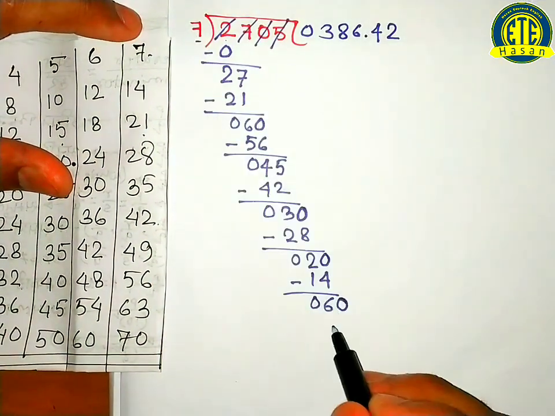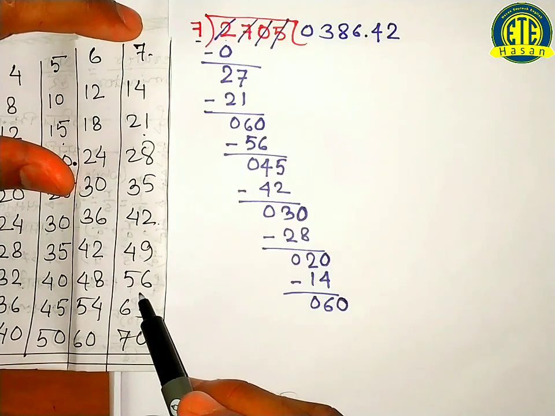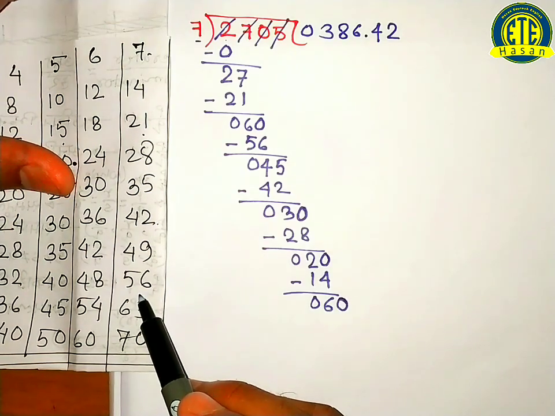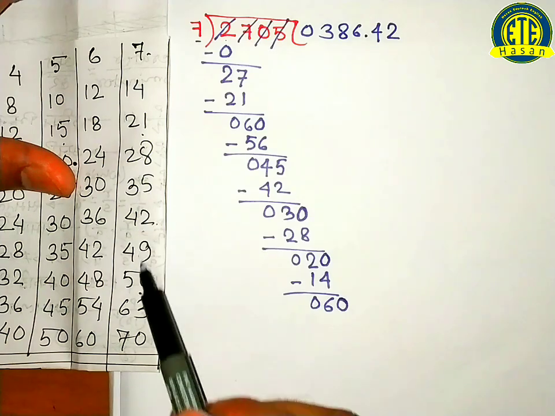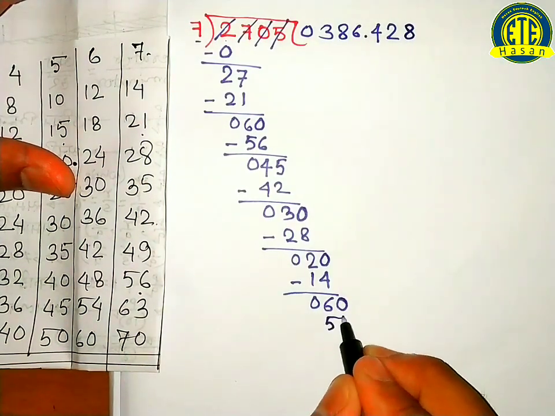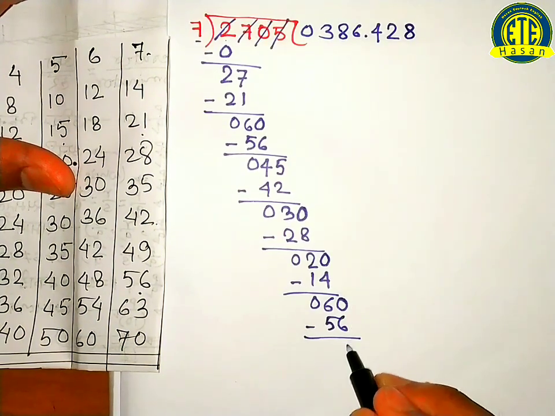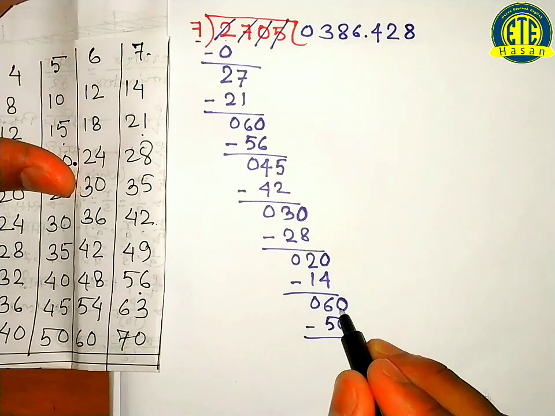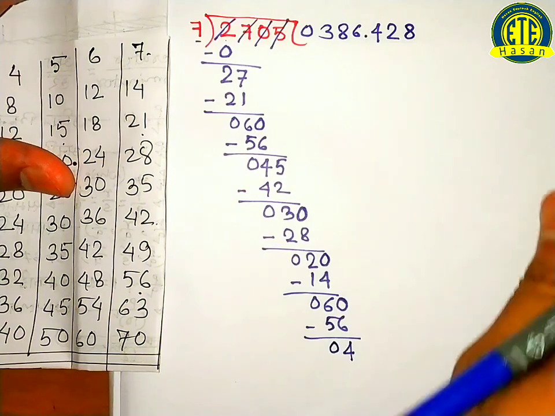Now count 7 up to 60. 60 lies between 56 and 63. Here will be 60. So we have to count up to 56. 1 2 3 4 5 6 7 8, 8 times I will count. What will I get? 56. Now subtract it. 0 minus 6, I can't subtract, so 6 will give 1 carry to 0. 0 becomes 10. 10 minus 6 will be 4, and 5 minus 5 will be 0. Here is the remainder, 4.